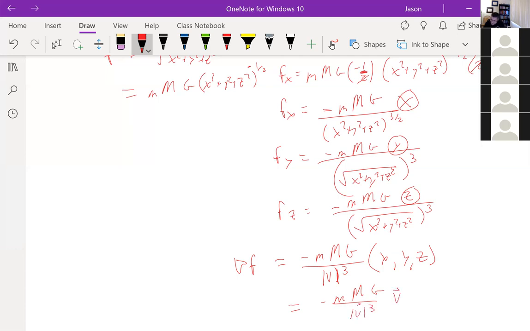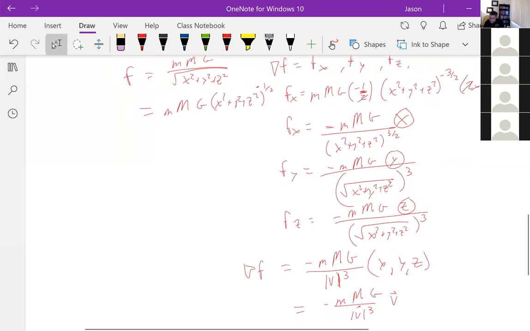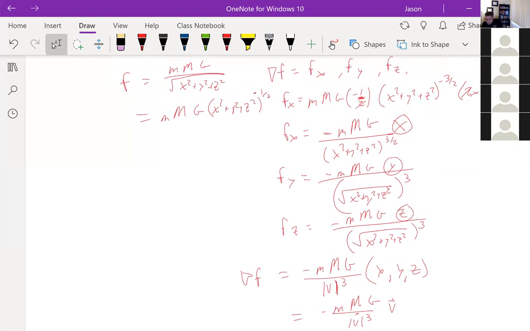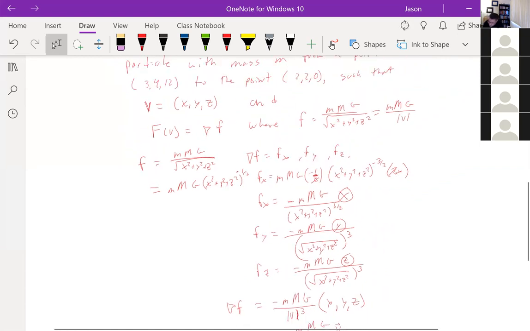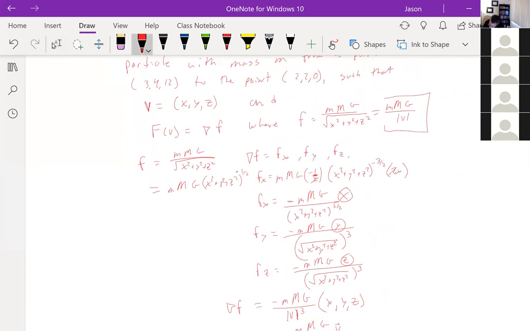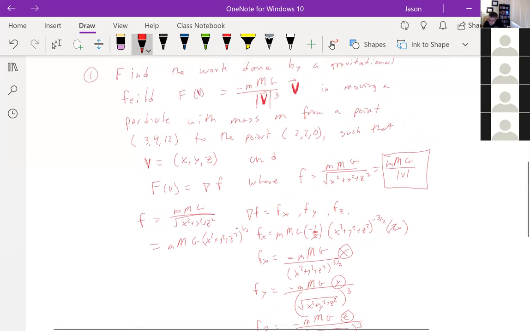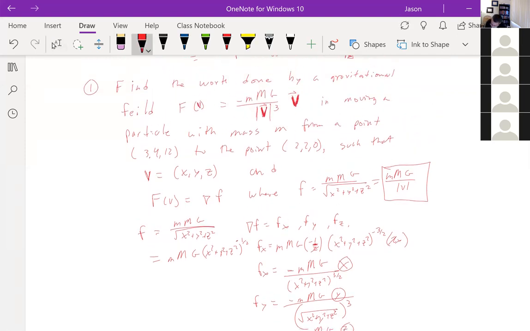So that was just a kind of proof to say, hey, we know that if we're given this function as the parent function, then if I take the gradient of that, I get this guy as the child function, which is my gravitational field that I'm working with.